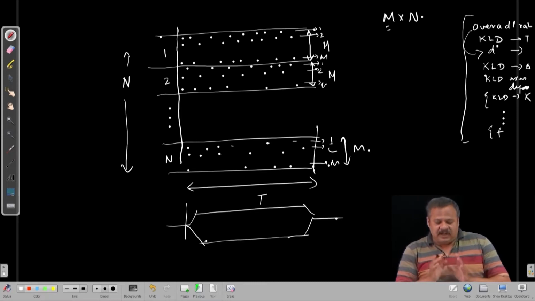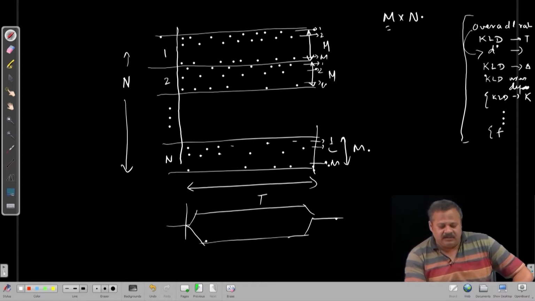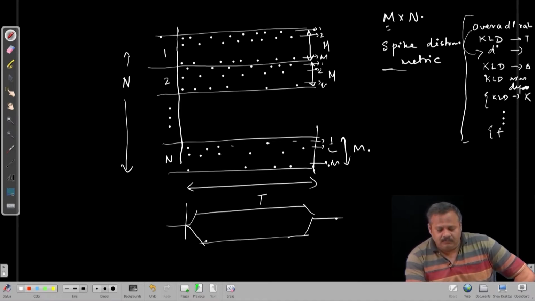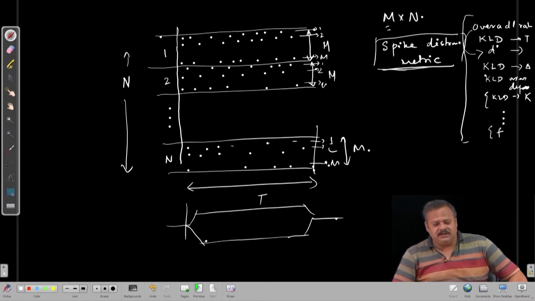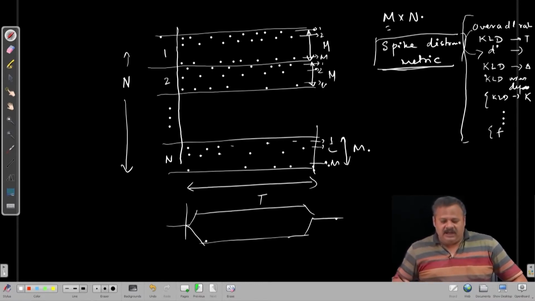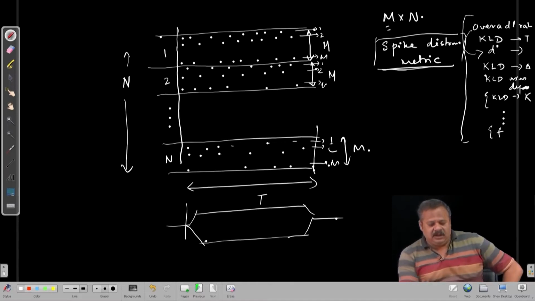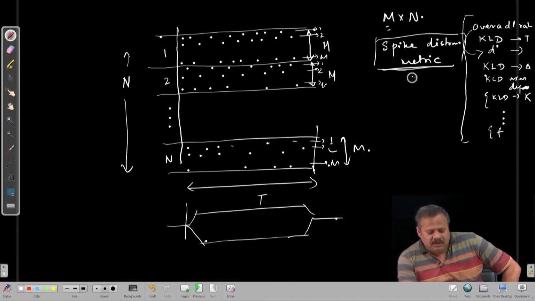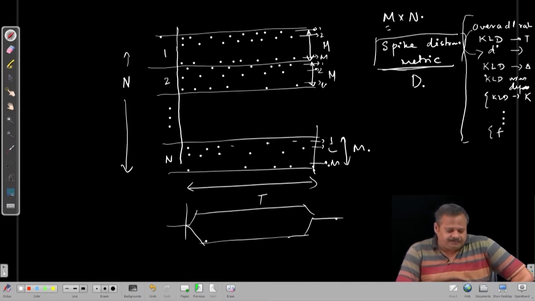Let us say we have some measure of distance between two spike trains, that is, let us say spike distance metric, some way to quantify how different two spike trains are. So which can be anywhere in that list, but let us now say that it is a measure that is called, let us say, capital D, something like that.